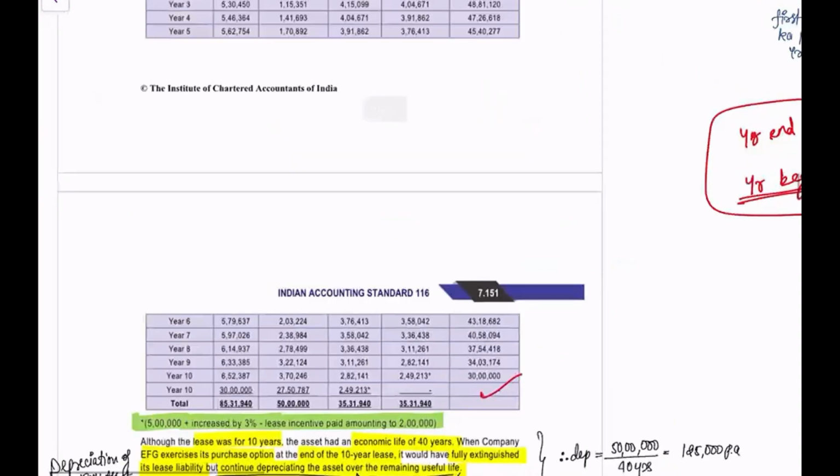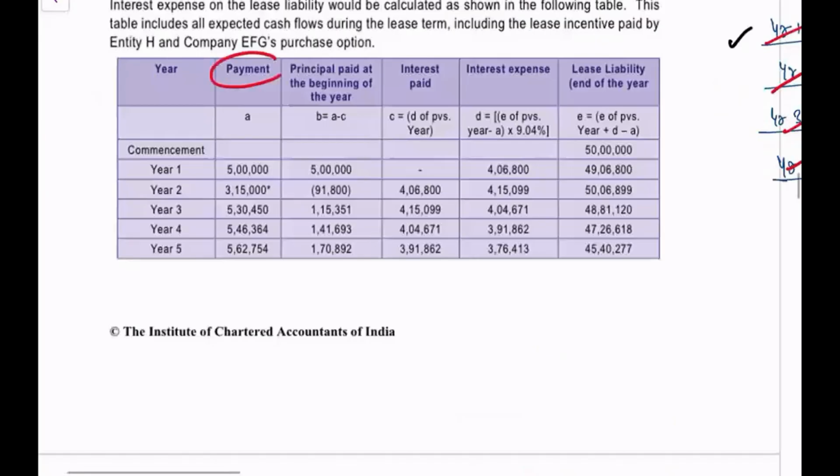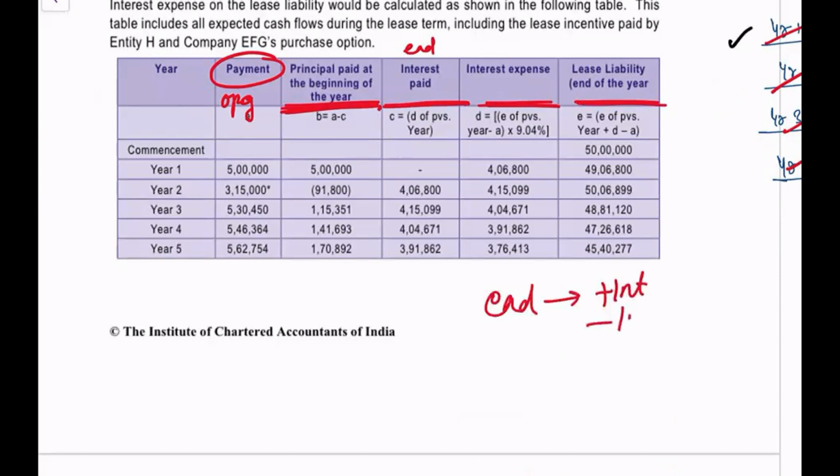As you can see in our book also, first they take the opening balance, and they first pay the principal at the year beginning. Then they find out the interest calculated at the year end, discounting. So interest expense and the lease liability, they find out the closing. You should remember, if it's year end, first add interest and then remove the installment from it. If the installment is paid at the beginning, first reduce the installment, and then add interest because it has to be paid at the year end.